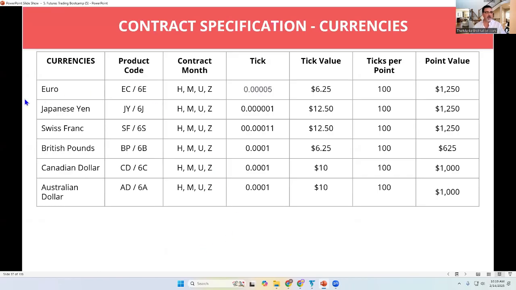All right, another financial product: our currencies. Aussie dollar, Canadian dollar, British pound, Swiss franc, yen, euro, and there are a few other ones, but these tend to have more volume around them, easy to get in, easy to get out. Depending on the broker you're using, you may have the old pit symbols like EC, and then you have the exchange symbols. That's why we have different product codes on there, because the brokers do vary. What their tick increments are, how much they pay, how many ticks per point, and what the full point value is.